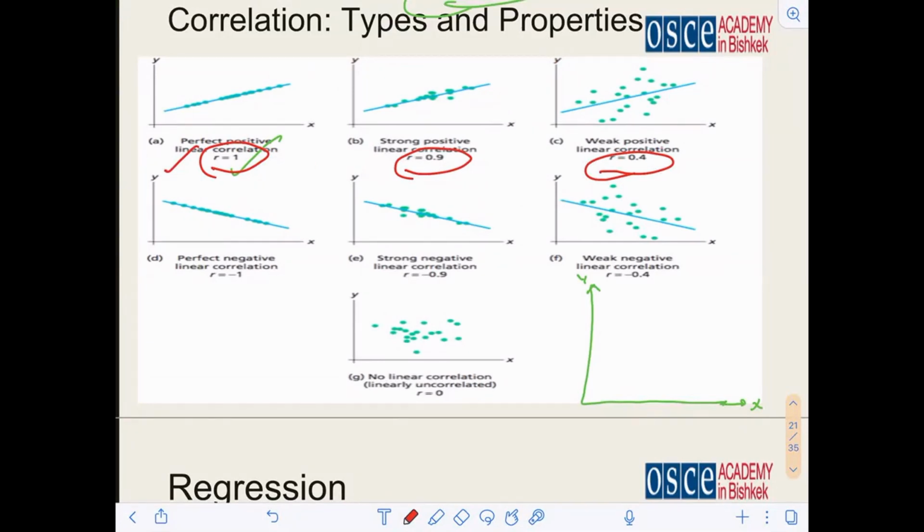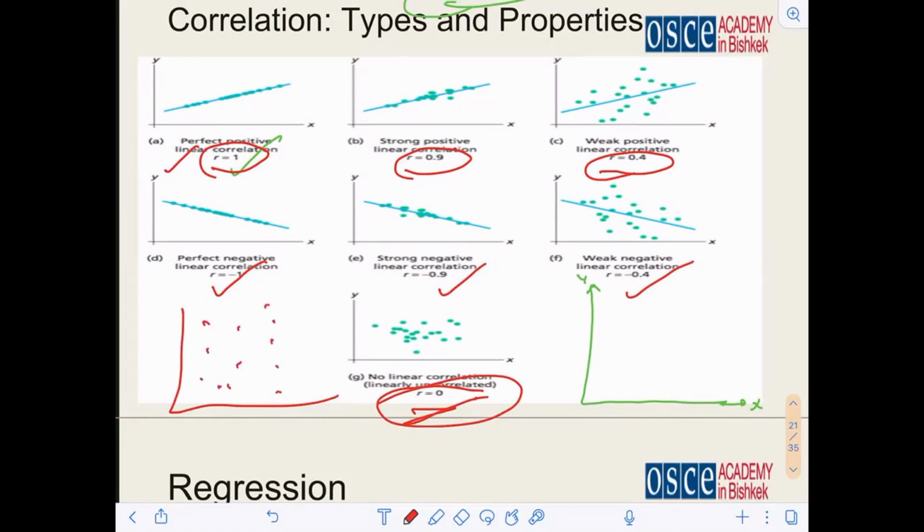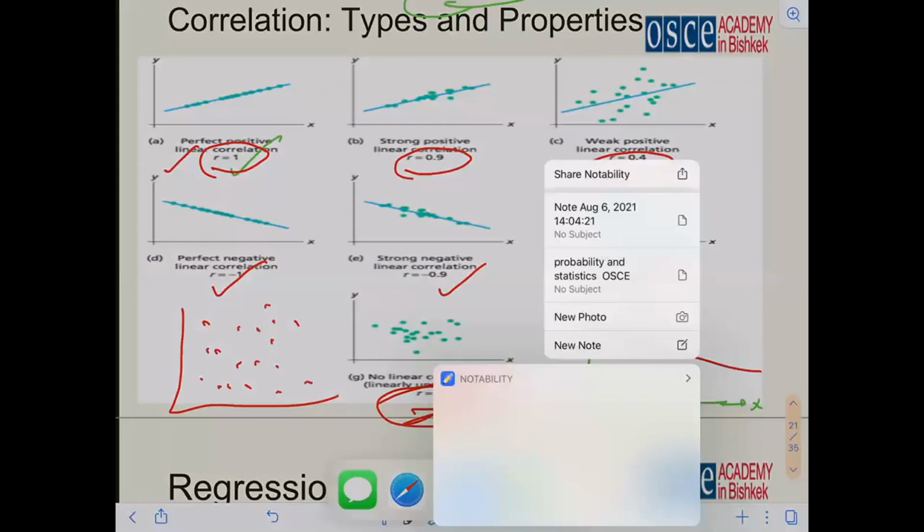When R is -1, it is perfect negative correlation. When we have strong negative linear correlation, R is around -0.9. When we have weak negative correlation, R is around -0.4. And when there is no relationship at all, R is equal to 0. When you have no relationship, the points will look scattered like that. When you have negative correlation, instead of going up, the points will go down that way. So this is one way of calculating correlation between two variables.